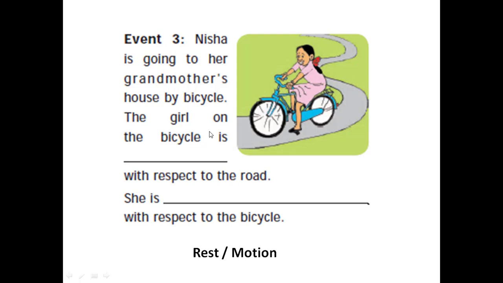So the answer is: the girl on the bicycle is in motion with respect to the road, because she is not standing in the road, she is moving in the road. And according to the next point, she is at rest with respect to the bicycle. In the bicycle, she is sitting and she is not going away from the bicycle.